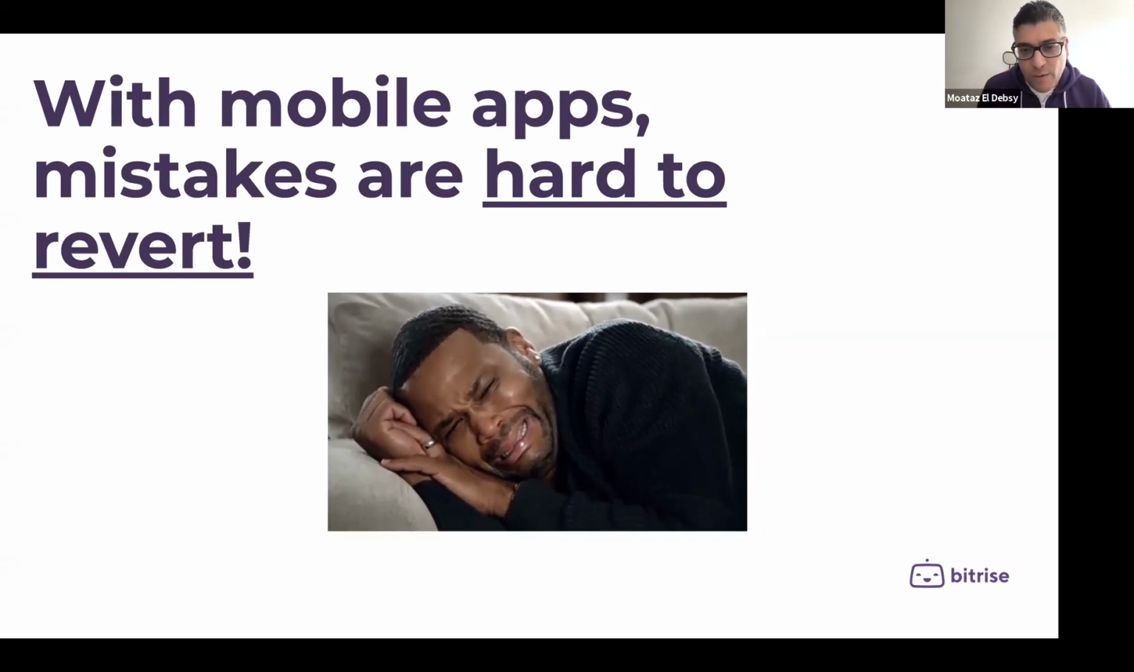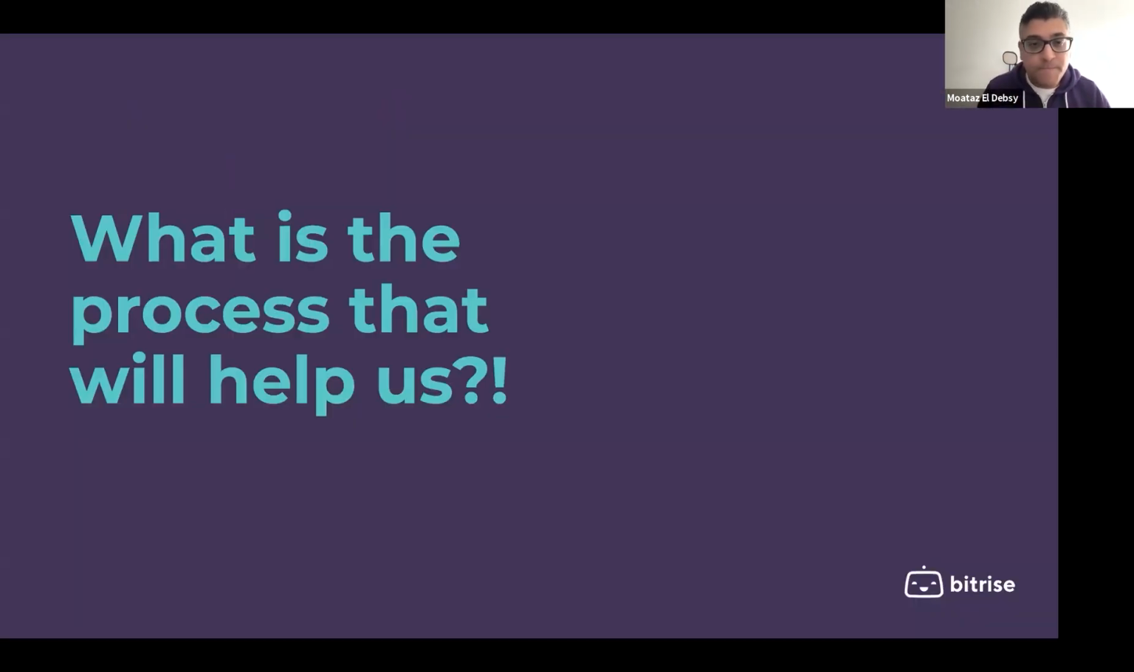For example, with a web application, you can deploy 100 versions in the same day. Just refresh the browser, and you will find a totally new web page. But with mobile apps, mistakes are harder to revert. So we always need to take care that we are deploying the correct features, the working features, tested, and that everything in our application is working properly.